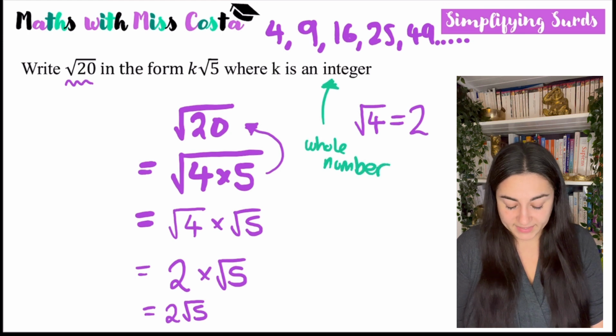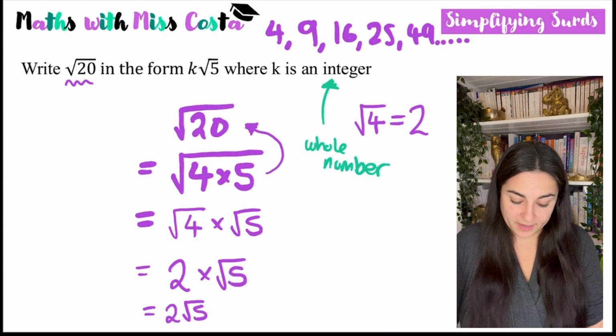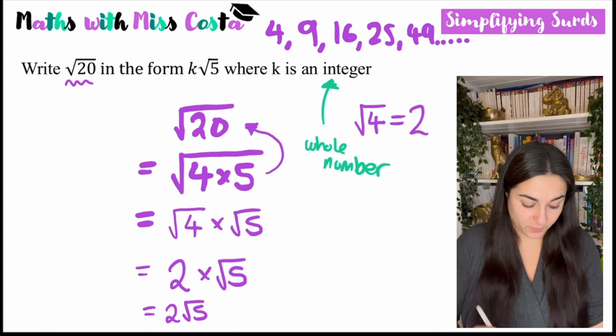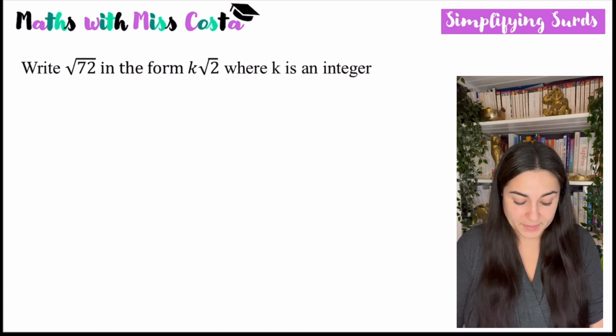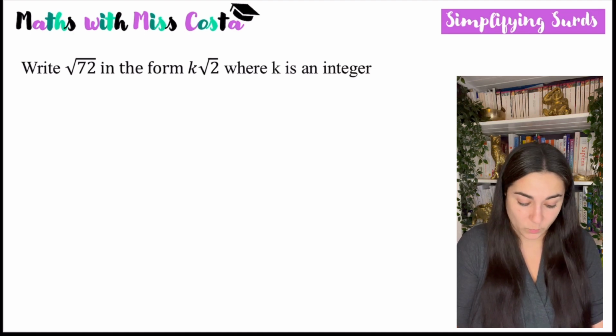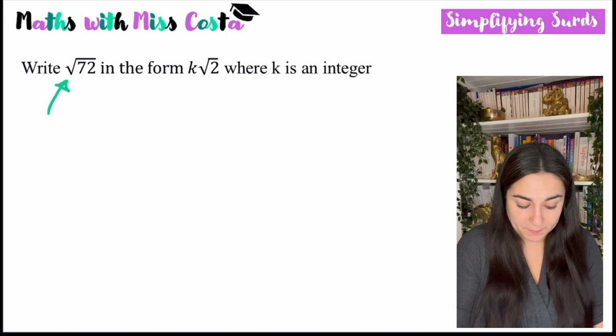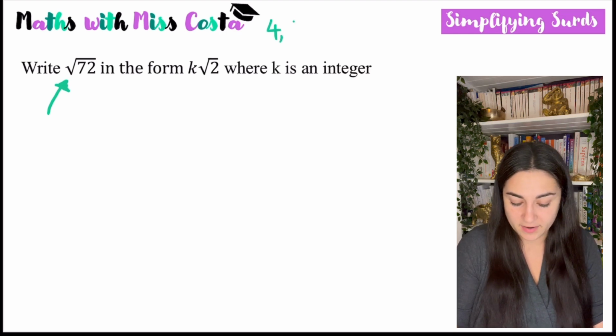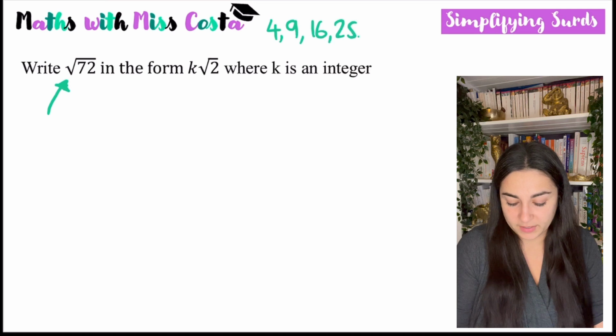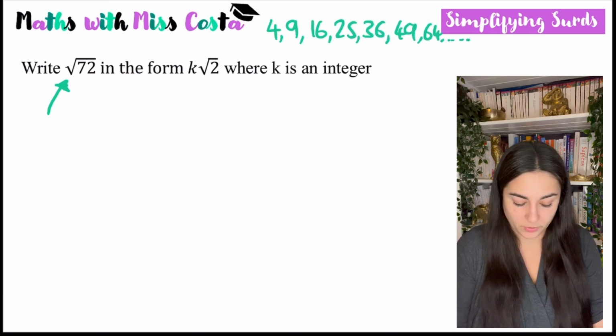And that's essentially it. So let's have a go at another one just to see if we can embed what we've just learned. So I'm being asked to write the square root of 72 in the form k root 2, where k is an integer. Remember, integer is just whole number, and when I'm dealing with surds, to simplify them, I'm always looking for a square number. So let's just write them up again. 4, 9, 16, 25, 36, 49, 64, and so on.